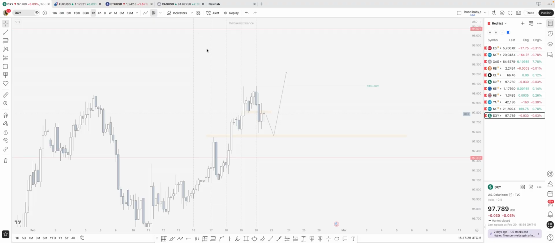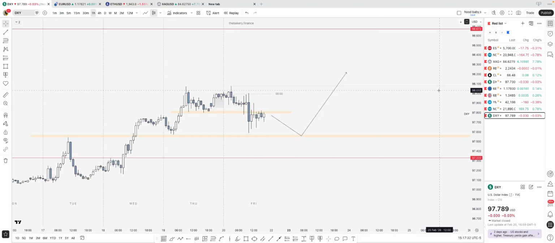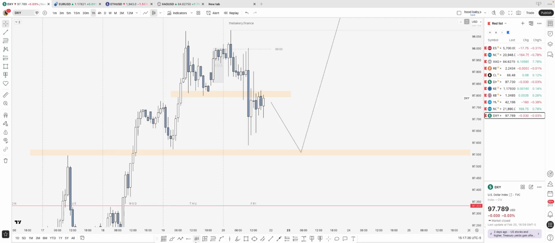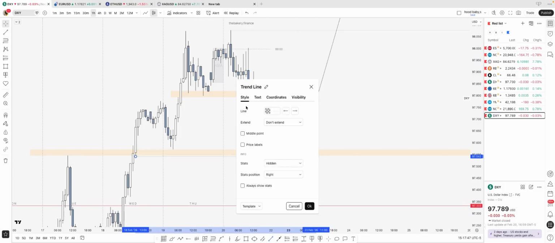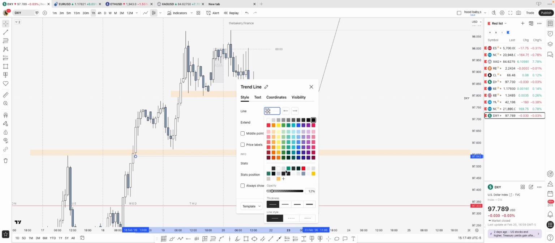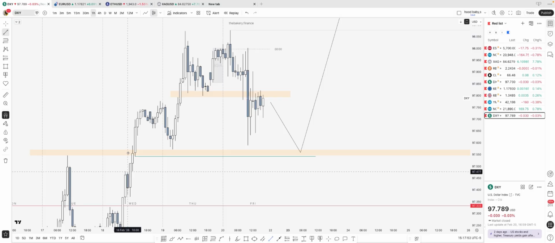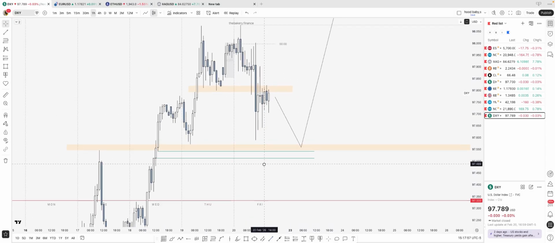If I should go to the 1 hour right now, on the 1 hour, this is what we have. We have an unmitigated fair value gap over here. I will be highlighting it here. Then we still have the low here. So this is my area I want to work with.